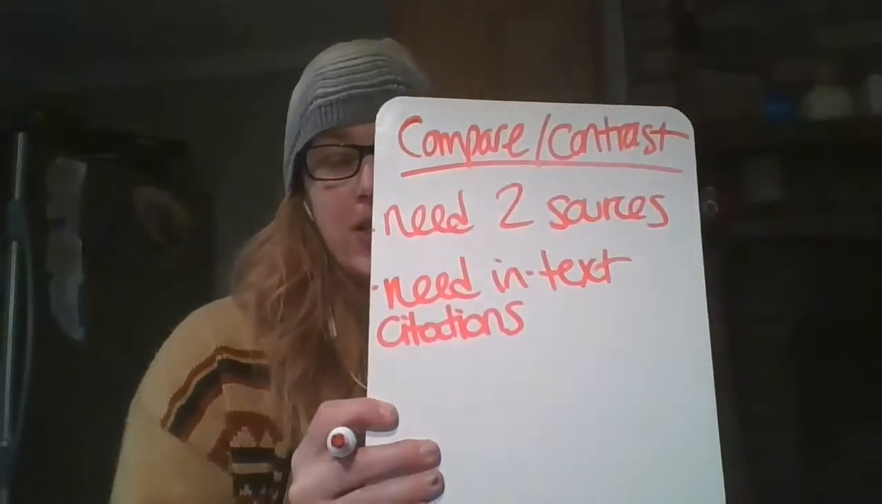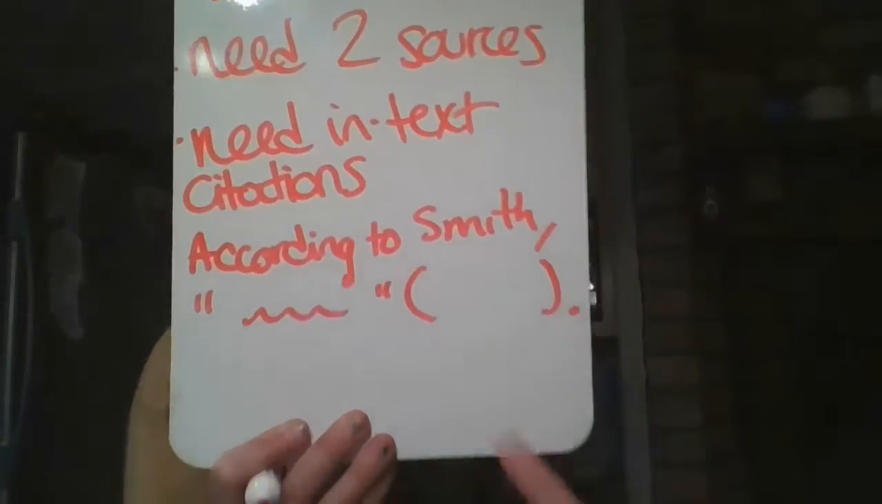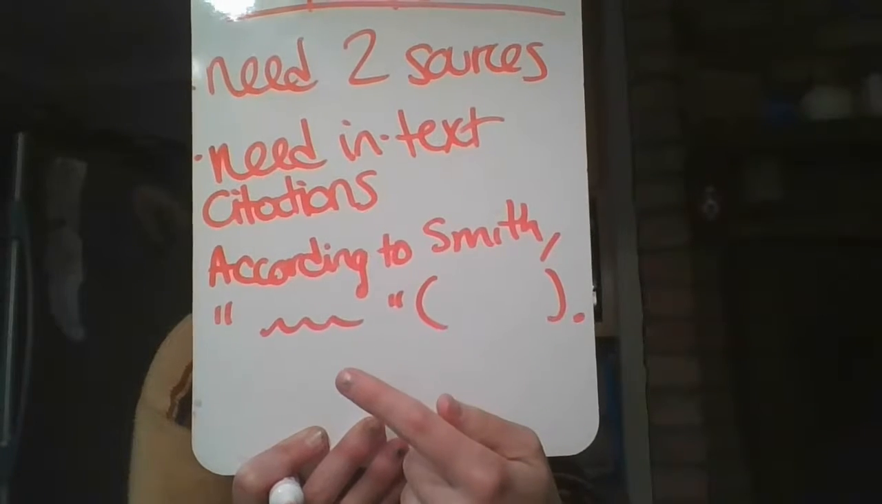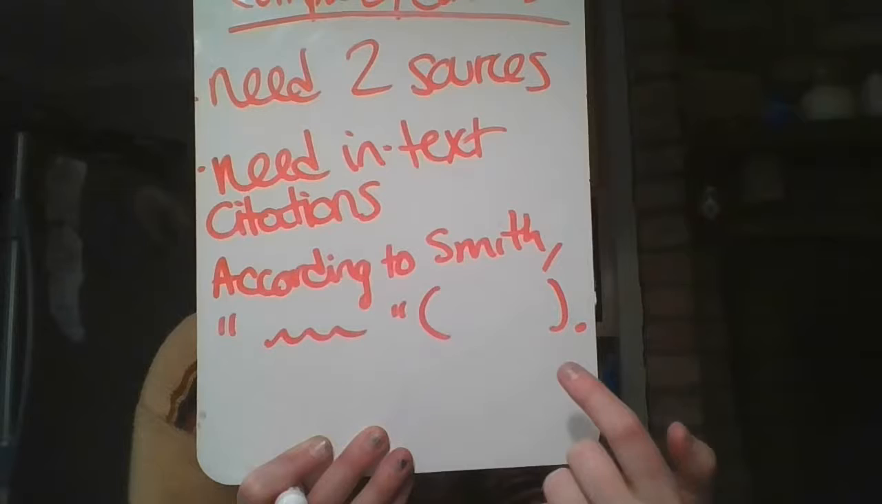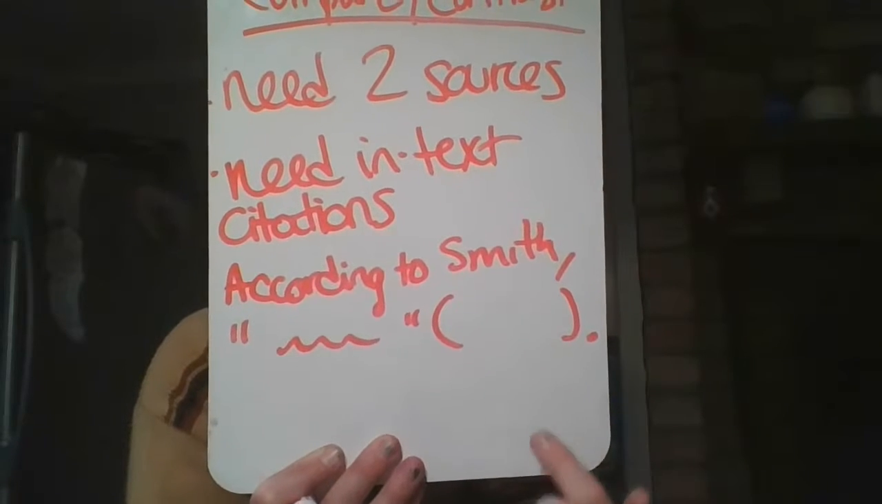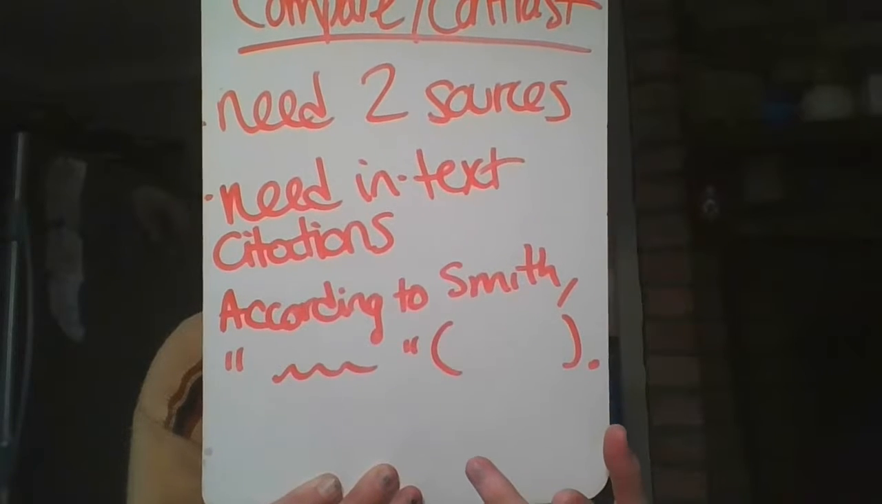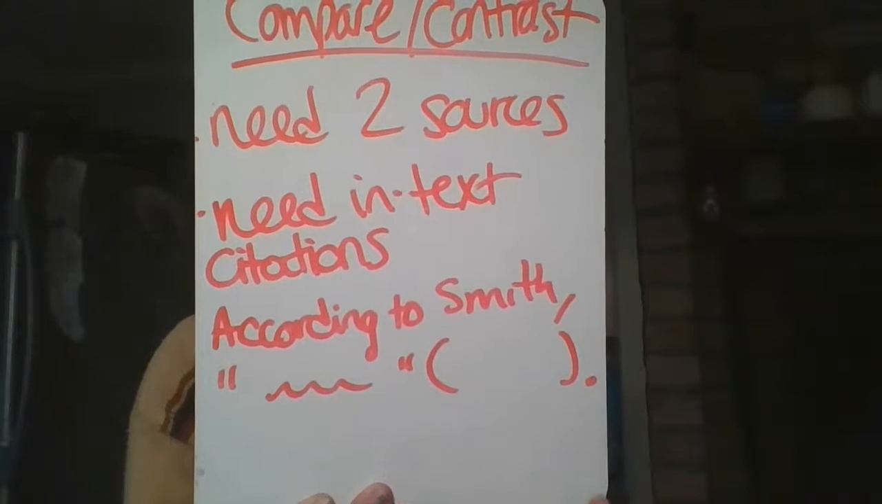You need in-text citations, which, remember, you want to have a signal phrase: according to, name the author. This is what I'm talking about. You have the signal phrase that identifies who you're talking about. You have the correct punctuation, comma, quotation marks. You have the quote. You have the in-text citation within parentheses. That's why sometimes you'll hear them called parenthetical citations, because they're within parentheses.